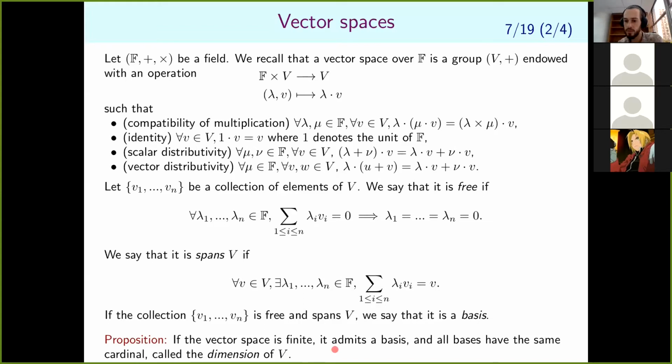And Marcio says in the chat, I think we have to add the requirement that the group V plus is commutative. Yeah. In the definition of a vector space, you ask the group V to be commutative. Exactly. But everything will be commutative today.